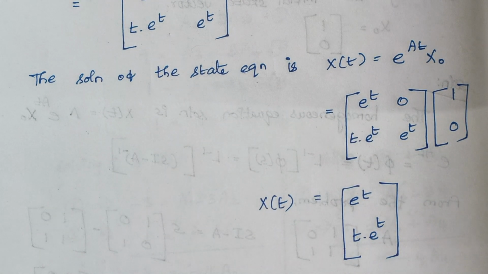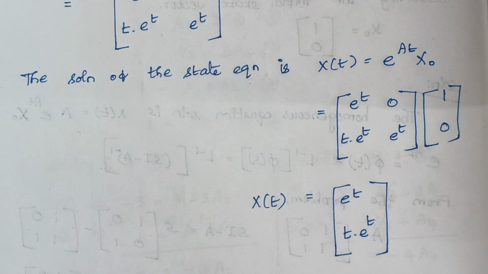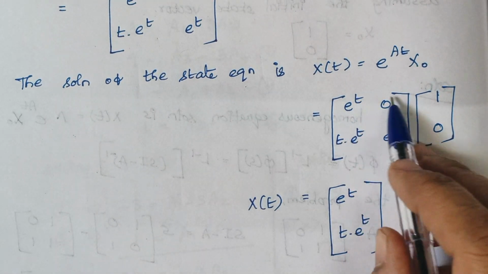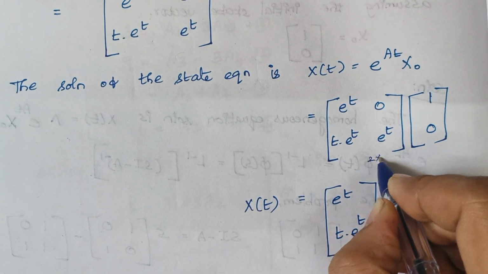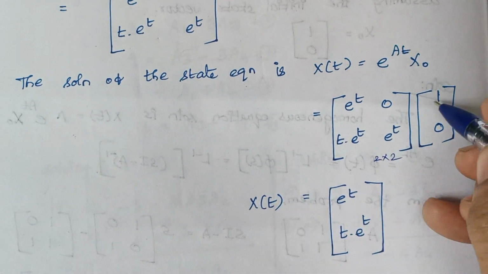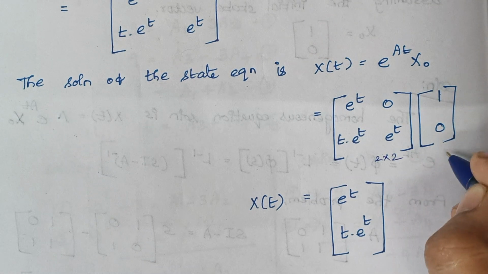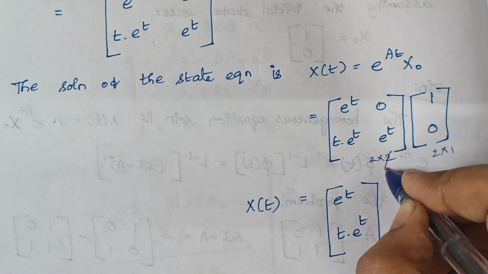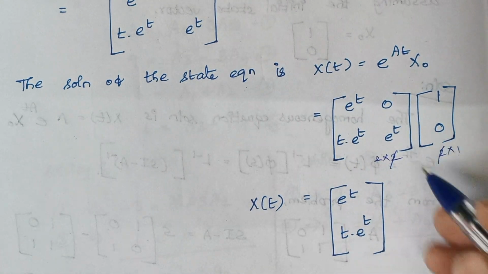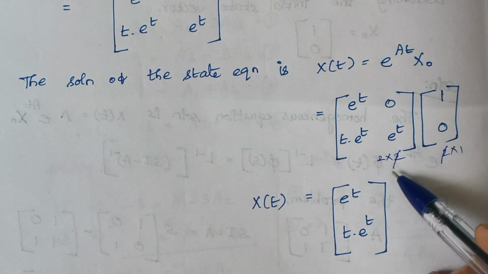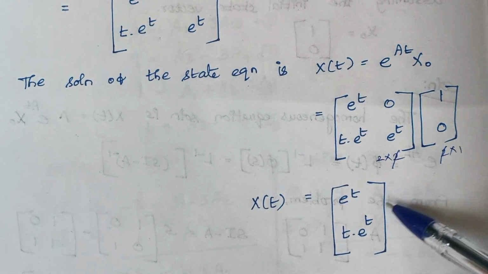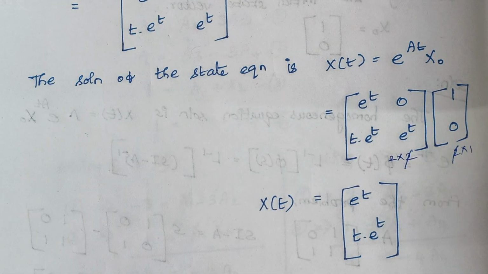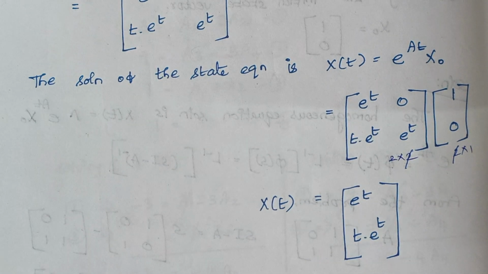I hope you people are familiar with matrix multiplication, right? If we have two matrices of different formats, that is, here we have a 2 by 2 matrix, right? And here we have a 2 by 1 matrix, that is 2 rows and 1 column. So here this 2 and 2 cancel each other. So the final output matrix will be a 2 by 1 matrix. So you see here we have a 2 by 1 matrix, right? If you people have any doubt, just cross check like this.